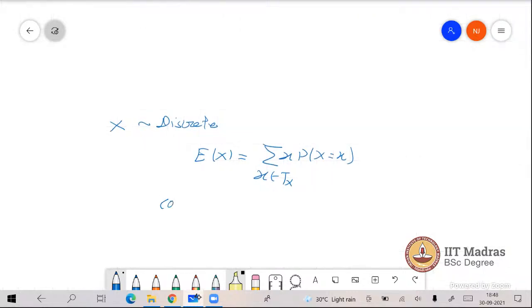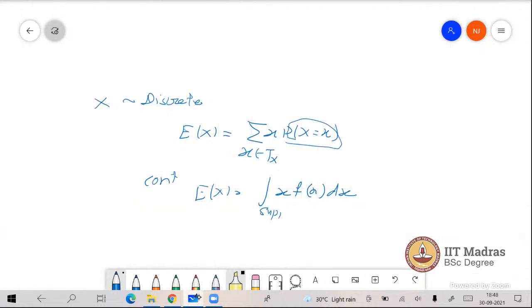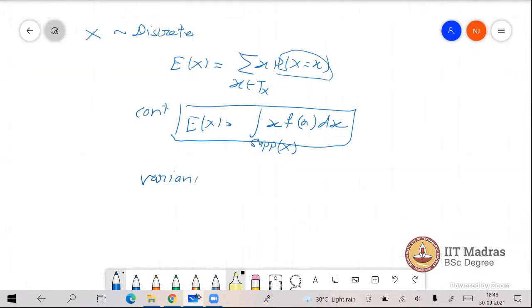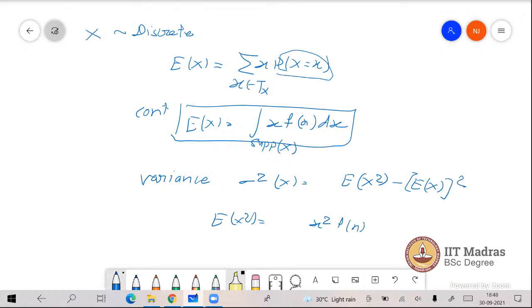Now in the case of continuous, expectation of x is defined as x into f of x. We don't define the probabilities, it is always 0, but what we define is f of x, and we just integrate inside the entire support of x. This is how you define the expectation. And the variance is just expectation of x square minus expectation of x whole square. So what is the expectation of x square? It is just x square f of x dx inside the support of x.